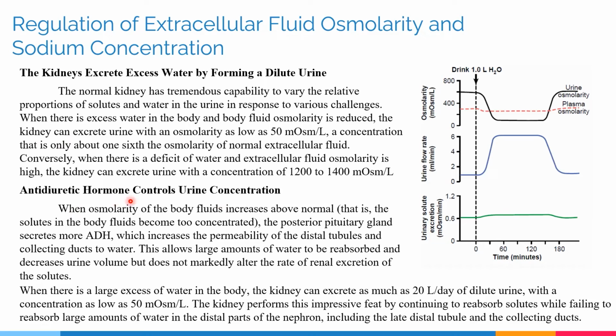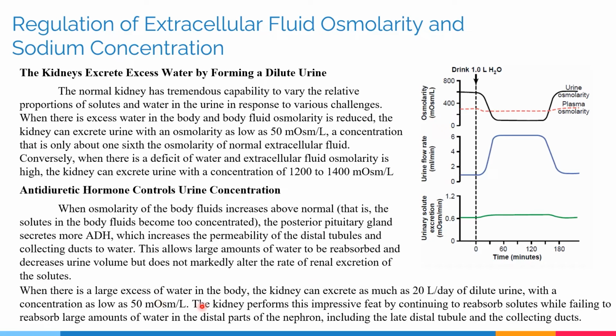The antidiuretic hormone also has an effect in controlling the urine concentration. When osmolarity of body fluids increases above normal, that is, the solutes in the body fluids become too concentrated, the posterior pituitary gland secretes more ADH, which increases the permeability of distal tubules and collecting ducts to water. This allows large amounts of water to be reabsorbed and decreases urine volume, but does not markedly alter the rate of renal excretion of solutes.